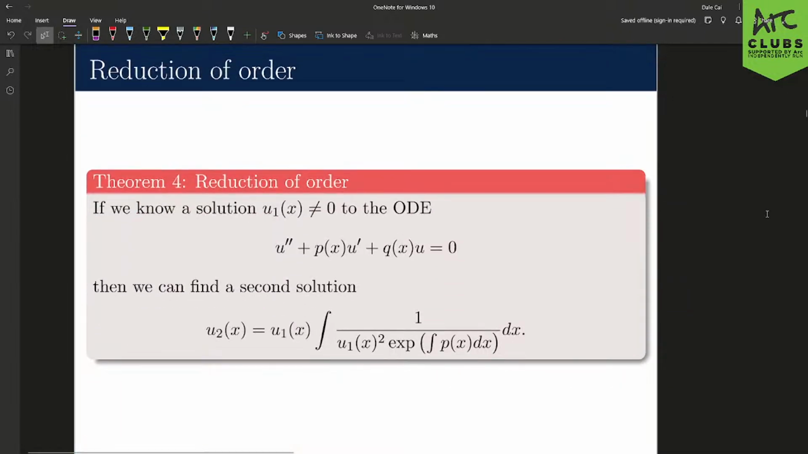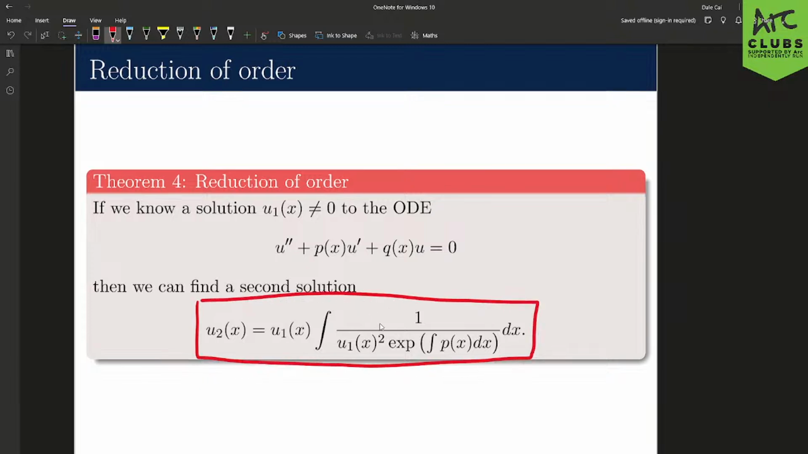Okay, here's another formula you have to remember. Reduction of order. So let's say we have a second order ODE in this form, and we know one of the solutions. Then the second solution is given by this equation. Not much to say here.